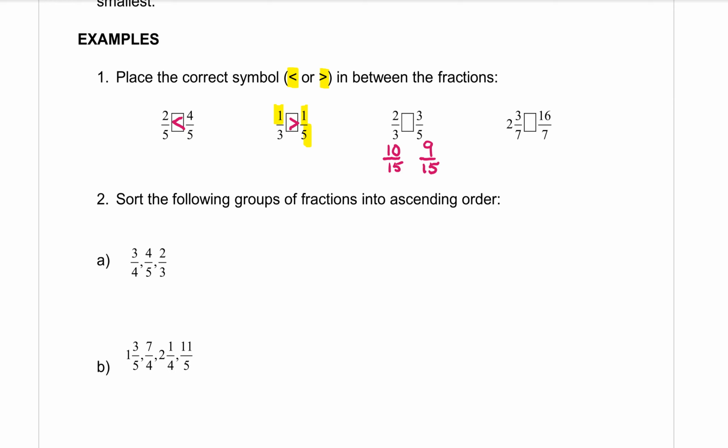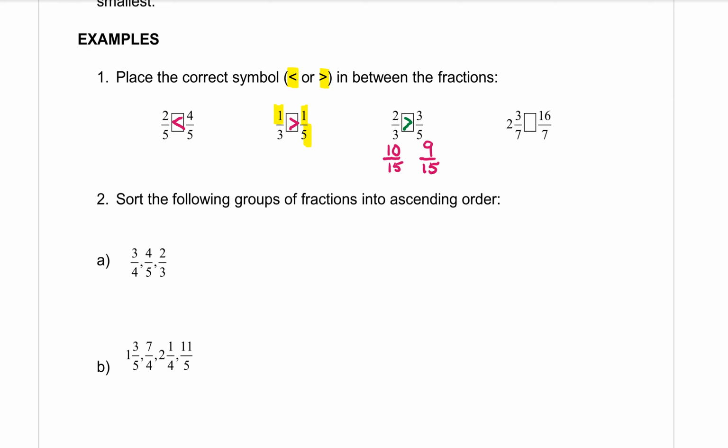Okay, so now using these fractions I've written down here in red, we have the same denominator here. And so I can see from the numerators that 9 is smaller than 10. So that fraction is smaller. So in the box up here, that means that 3/5 is smaller than 2/3.